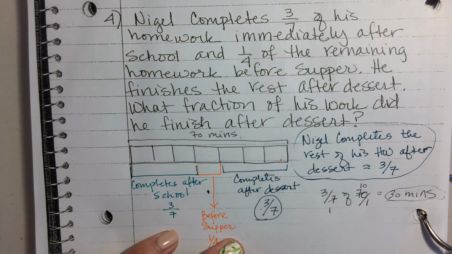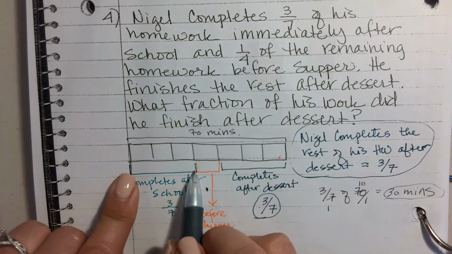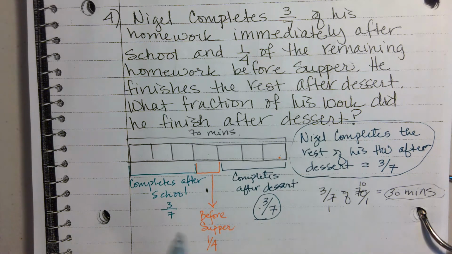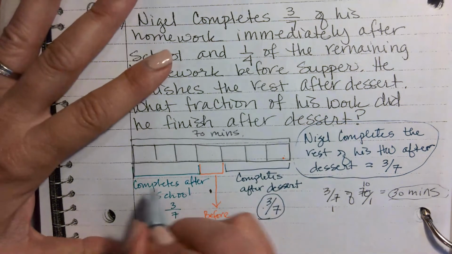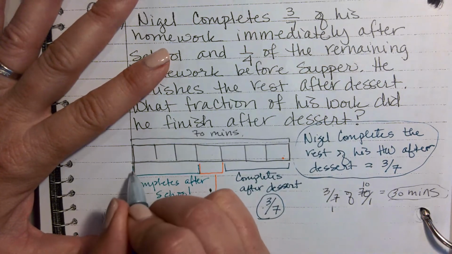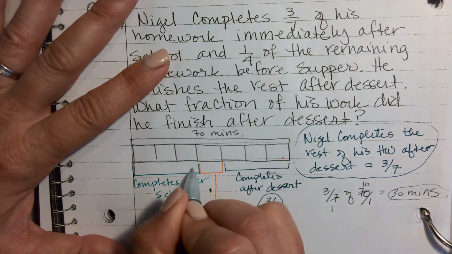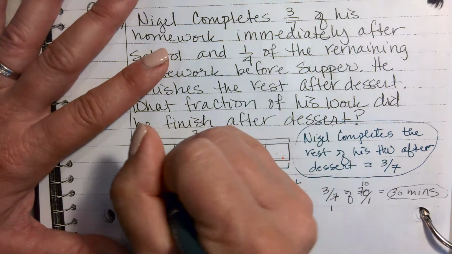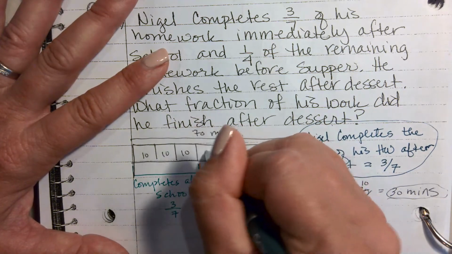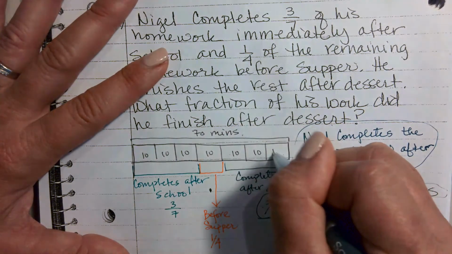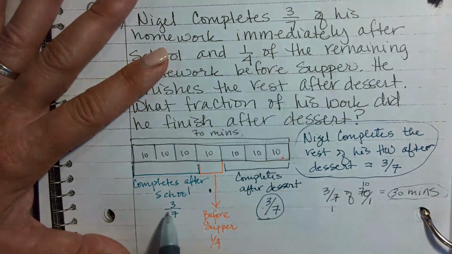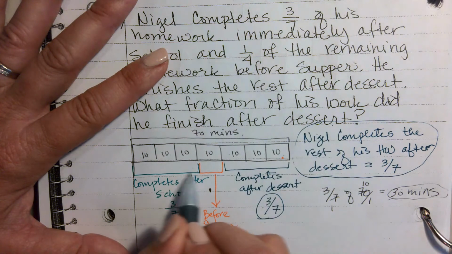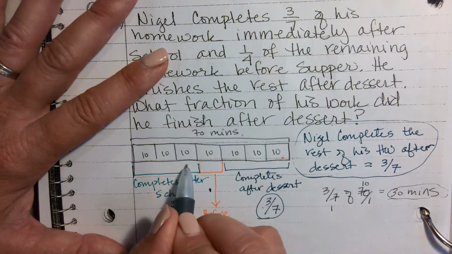Okay, so think about that. So this is equal to 30 minutes, right? So if this 3/7 is equal to 30 minutes, how much will each one of these equal? Well, 10, right? So 3/7 is equal to 30 minutes. So this 3, if you broke that up, 30 divided by 3 is 10, right?